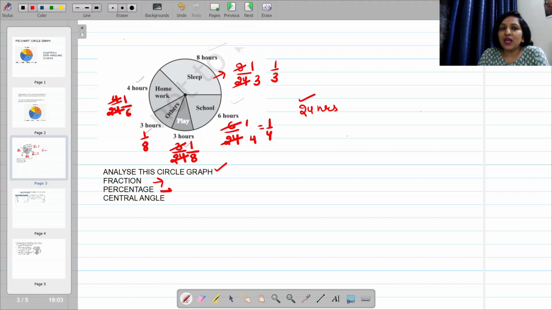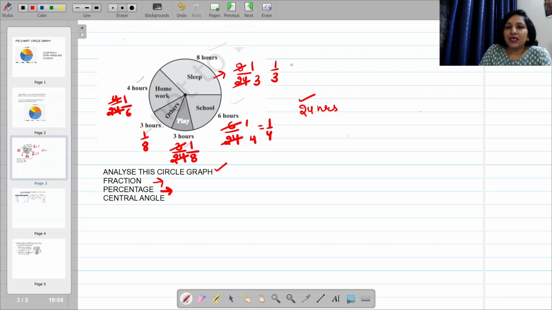Now, if the question asks you, what is the percentage of the total which is invested for, let's say, sleep, school, play, others? How do we get percentage? Percent means per 100. So any fraction can be converted to a percentage if we multiply that by 100. Very simple. We have already learned in grade 7.